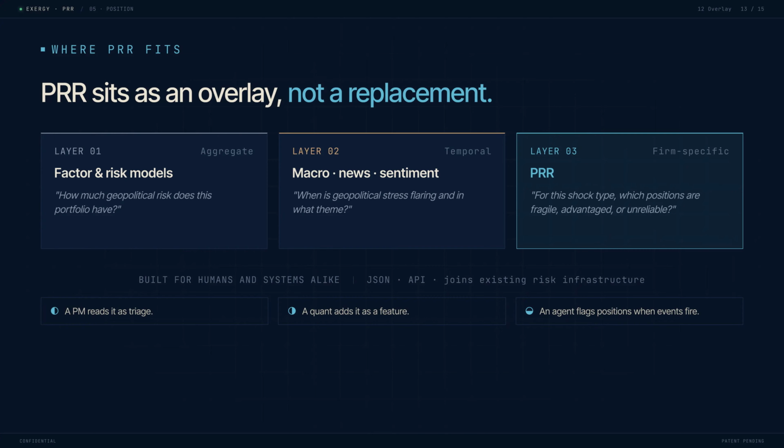PRR sits as a low-frequency, mechanism-aware overlay. Macro and news tools tell you when geopolitical stress is rising. Factor and risk models tell you broad portfolio sensitivity. PRR tells you which positions are structurally fragile, advantaged, or not company-specific enough to chase for a given shock type.